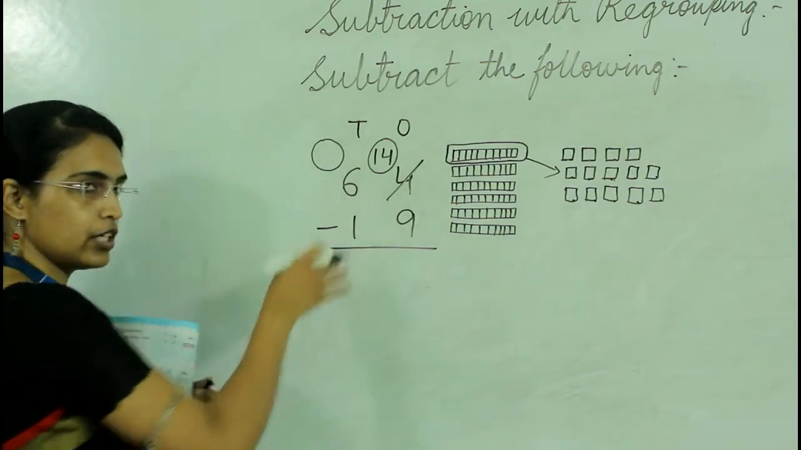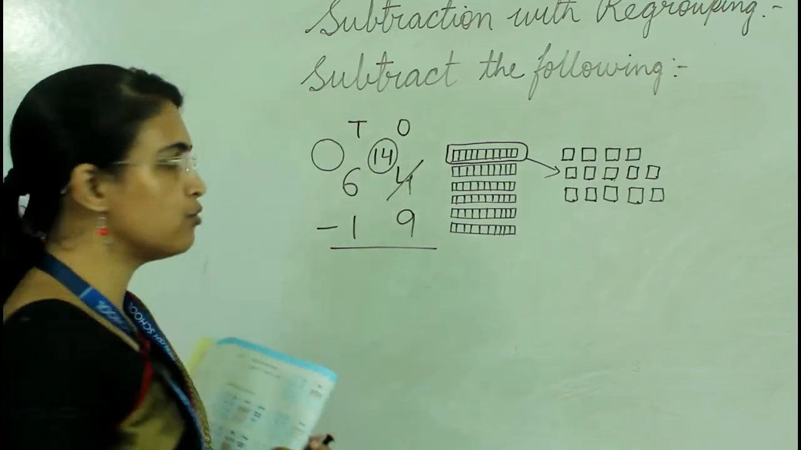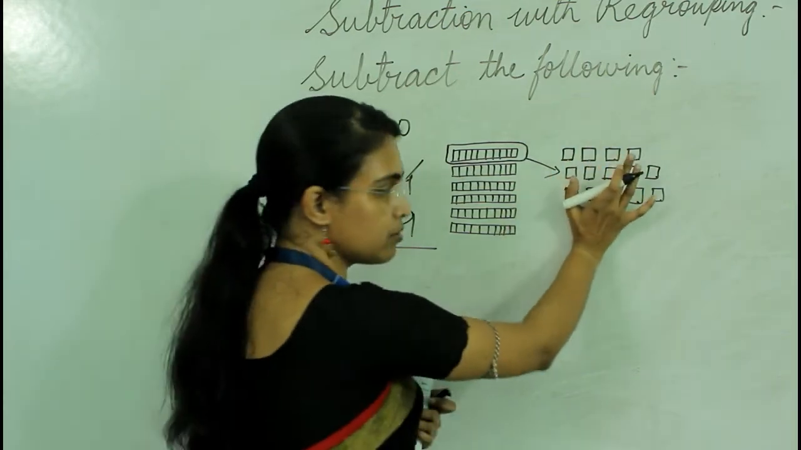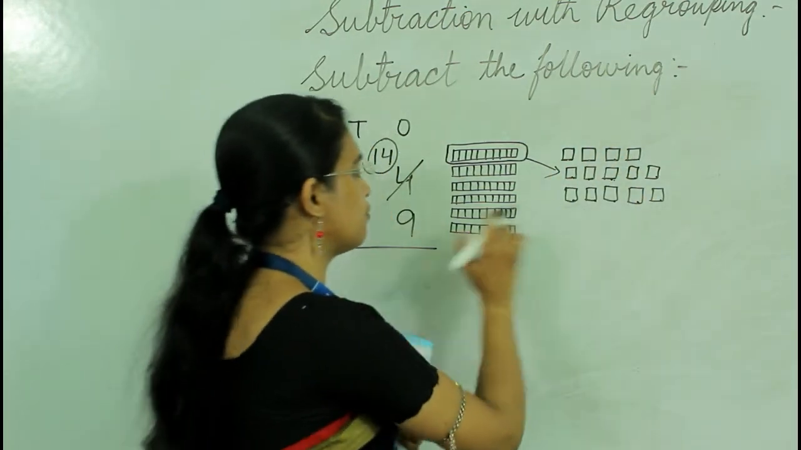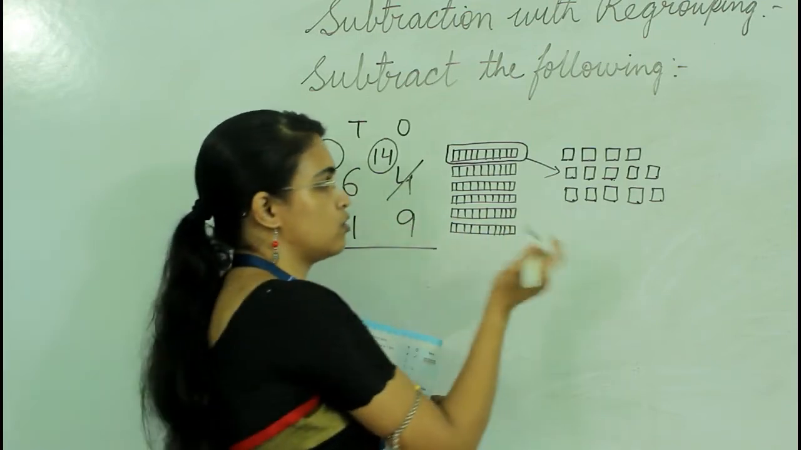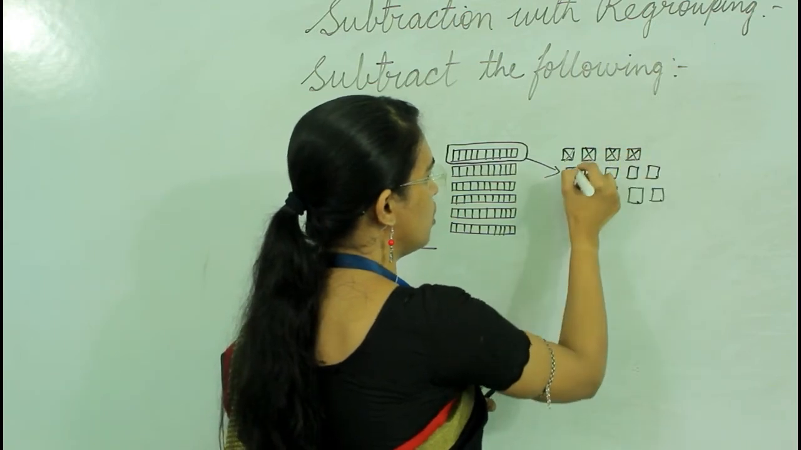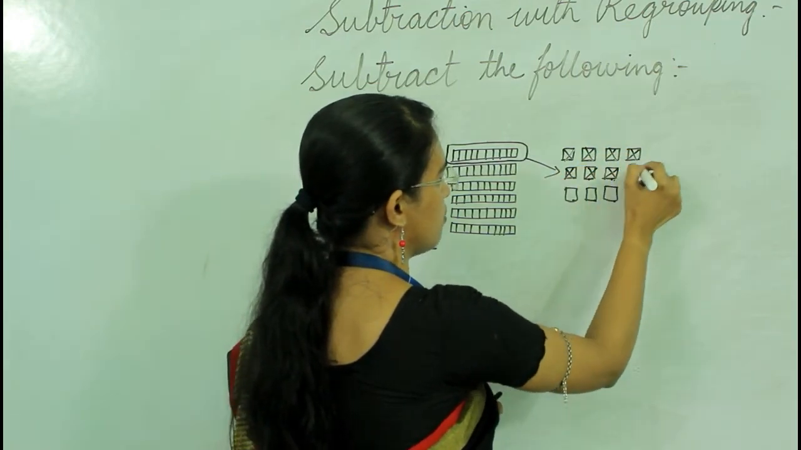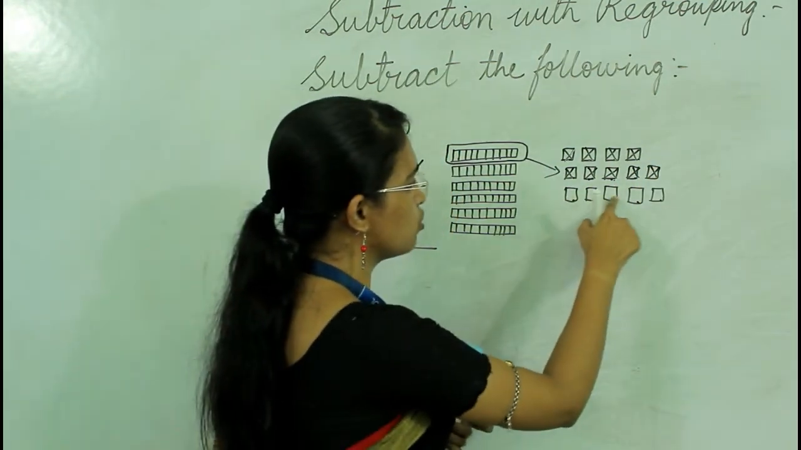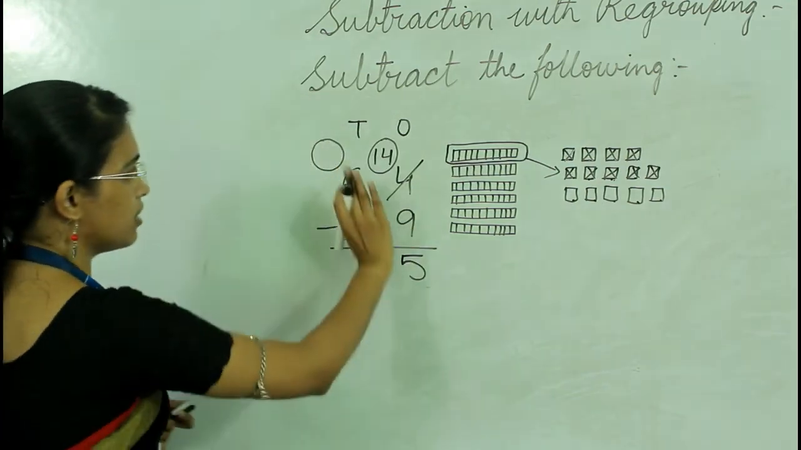Now after doing this, what do we have to do? We have to subtract 9 from 14. So we have 14 blocks. We have to cut how many blocks from these 14 blocks? 9 blocks. So let's cut 9 blocks. 1, 2, 3, 4, 5, 6, 7, 8, 9. So how many blocks are left? 1, 2, 3, 4, 5. So that is 5. Now we have done the ones place.